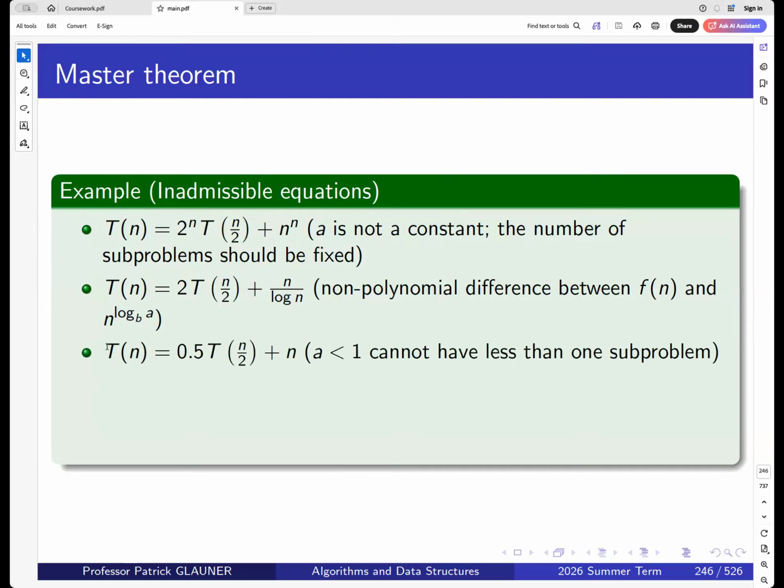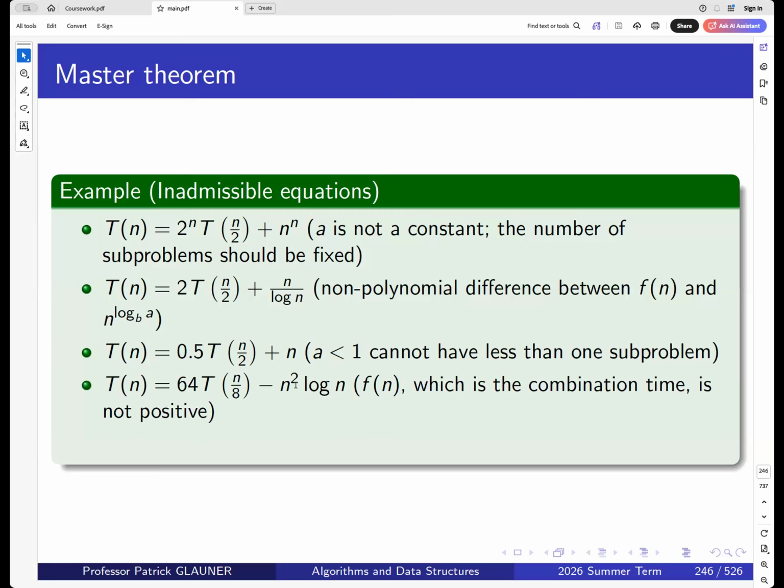We could also think about a recurrence relation like this. T of n is 0.5 T of n/2 plus n. This also does not work because in reality, you have at least one subproblem if you have a recursion. You can't have half a subproblem. That does not work. So such a recurrence relation would be inadmissible as well, or something like this where the combination time is negative. Also, something like this doesn't make any sense from a computational perspective because we always add time in computation. We can't just magically go back in time.